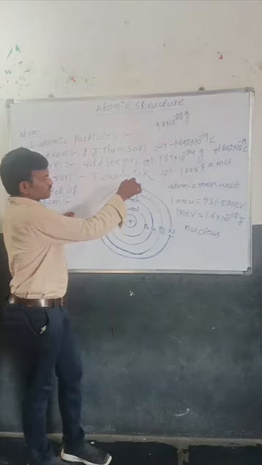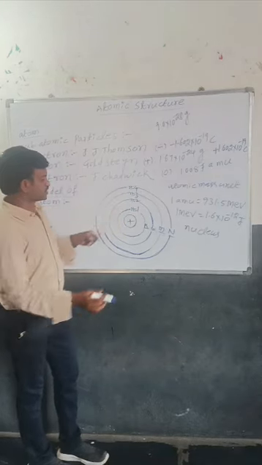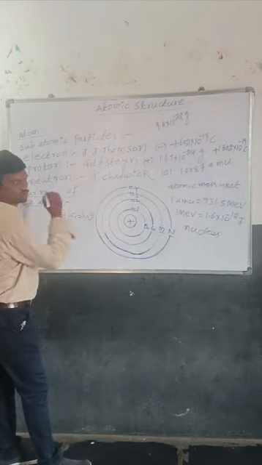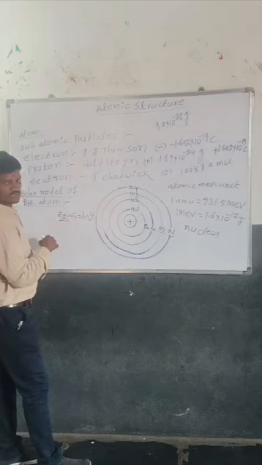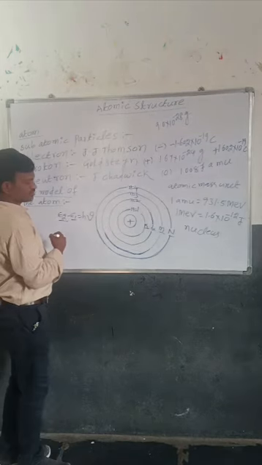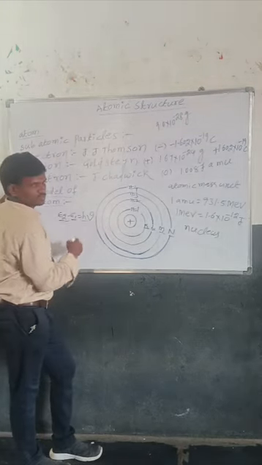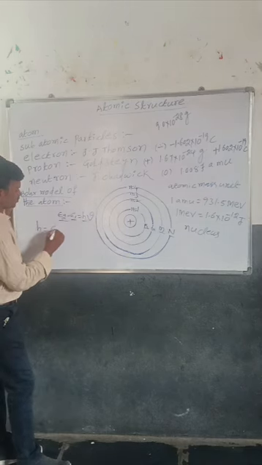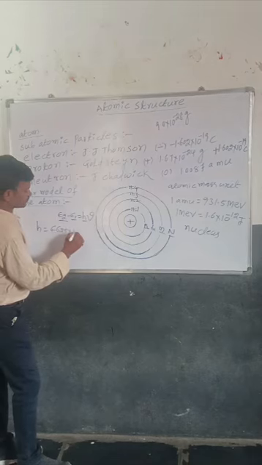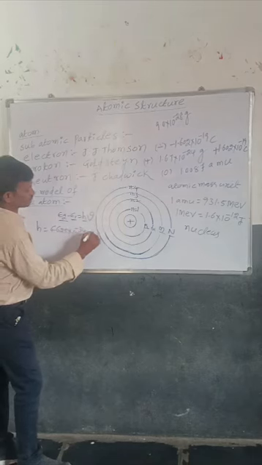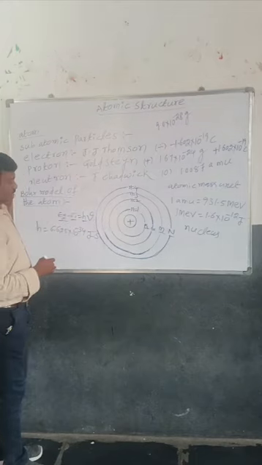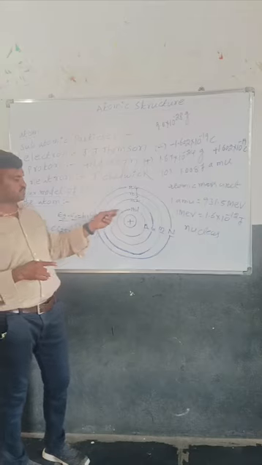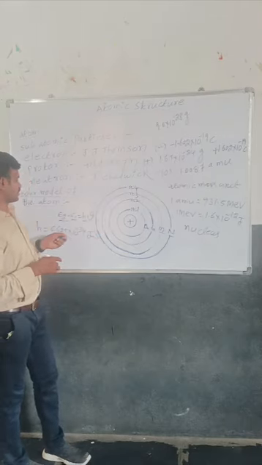Electrons jump from high energy state to low energy state. E2 minus E1 is equal to h nu. Here E2 is the high energy state, E1 is the low energy state. h is called Planck's constant, nu is called frequency. Planck's constant value is 6.625 into 10 to the power of minus 34 joule second. Nu is frequency. The number of vibrations or oscillations per second is called frequency.